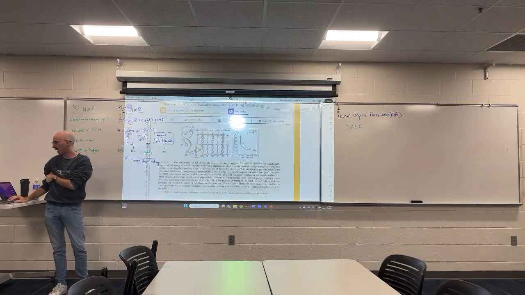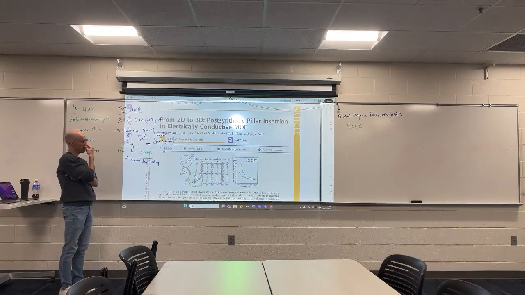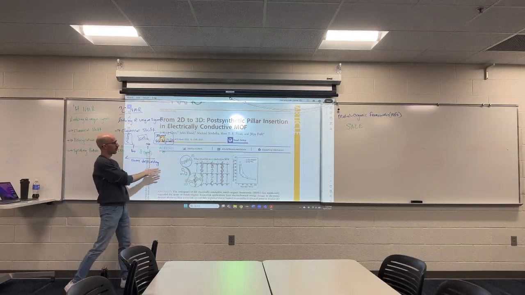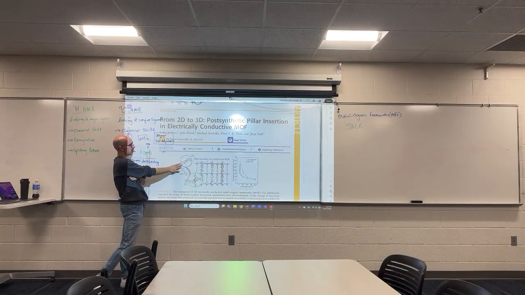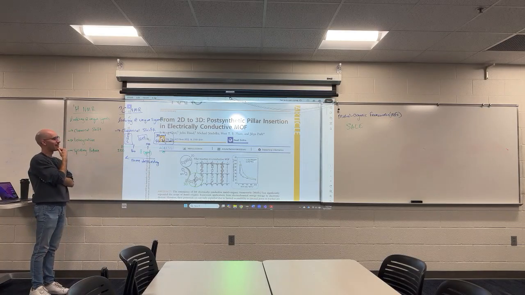In Dr. Park's lab, we were looking at designing new materials. There was a well-established compound called copper THQ, that's tetrahydroquinone, a reduced form of an inorganic molecule.